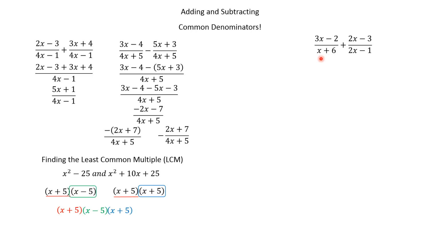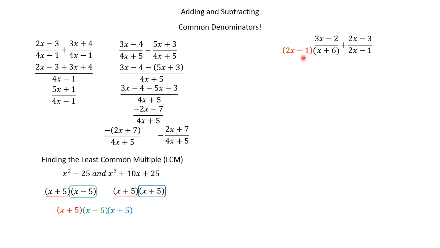This is an x plus 6. This is a 2x minus 1. So we need both pieces. It's like if we have 1/3 plus 2/5. Well, 3 and 5, what do they have in common? Absolutely nothing. What's their least common, or lowest common denominator? 15. We have to multiply them together. So this one over here, x plus 6, we just need to multiply by 2x minus 1.